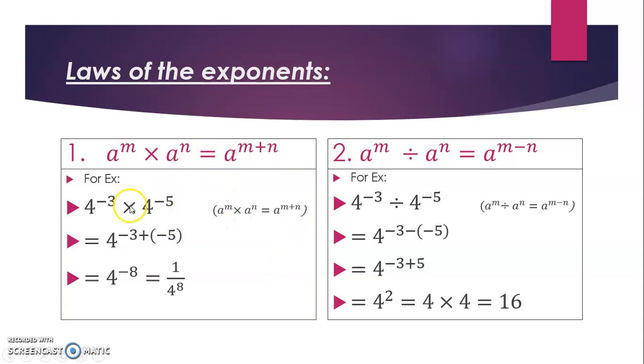That is, when the base is the same but the exponents are different, you add both the exponents. So you add minus 3 plus minus 5 and keep the base as it is. Both signs are negative, so they add up to minus 8. You can also remove the minus sign from the exponent and take the reciprocal of the base, that is 1 by 4 raised to the power 8. This is how you apply law number 1.